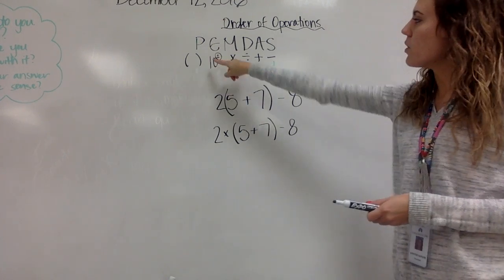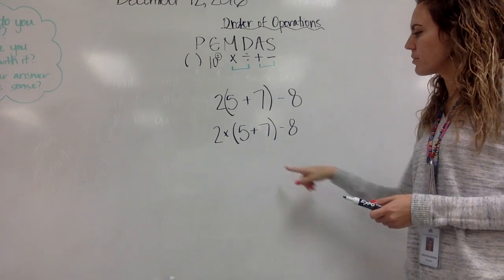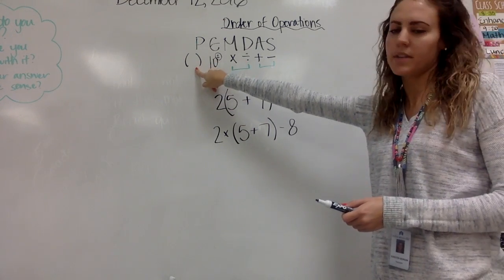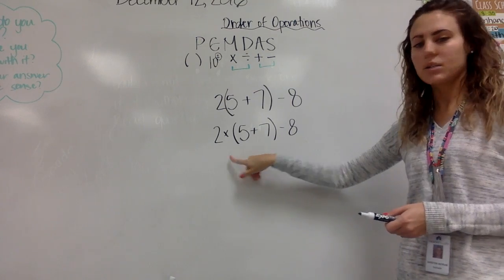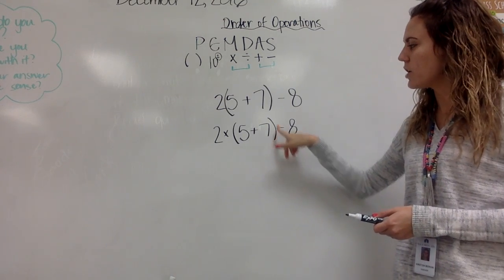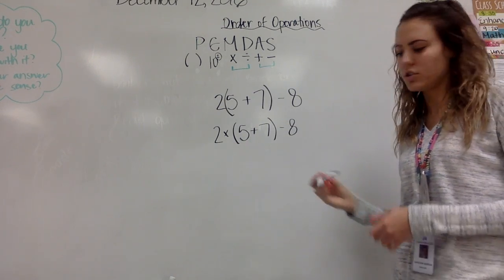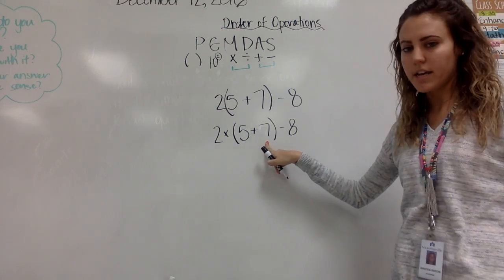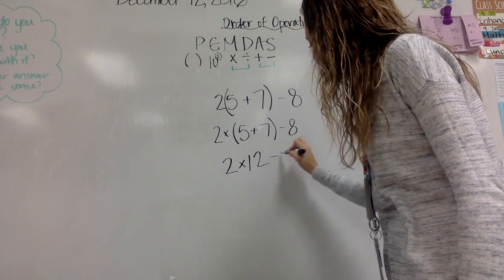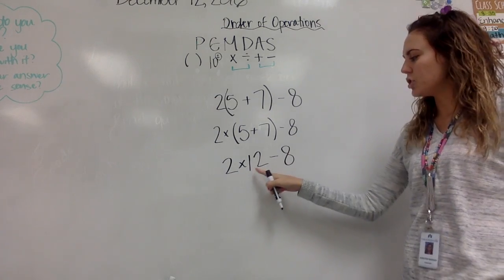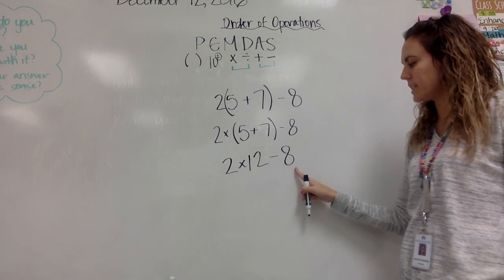Okay, so looking at our order of operations, we're going to follow through. So the first step is always parentheses. Do we have any parentheses in our problem here? Yes, we do. We have 5 plus 7. So we're going to solve this first. So 5 plus 7 is 12. And then I'm going to rewrite the rest of the problem. Now I have 2 times 12 minus 8.